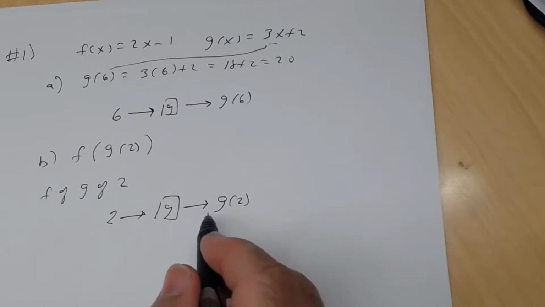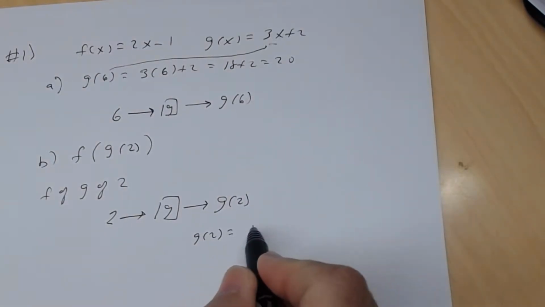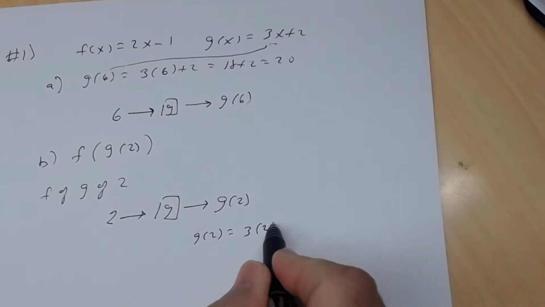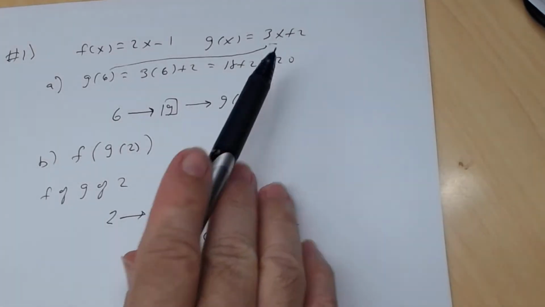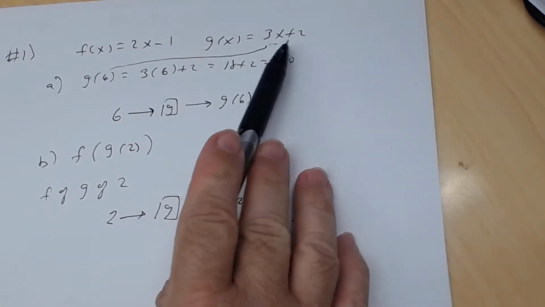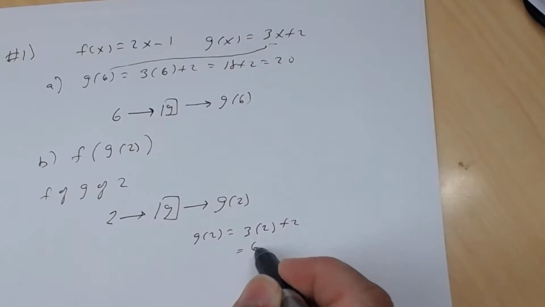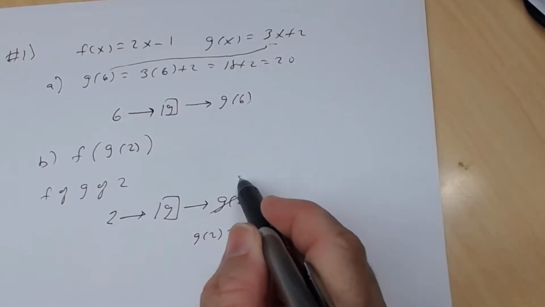So when I put 2 into my function g, for g of 2, I'm going to get 3 times 2 plus 2. Where we see the variable x, you're going to substitute 2. So I get 3 times 2 plus 2. That's 6 plus 2, which is 8. So this right here is 8.